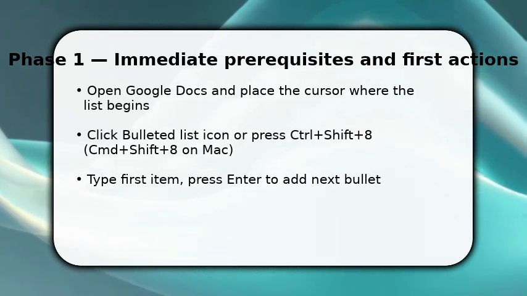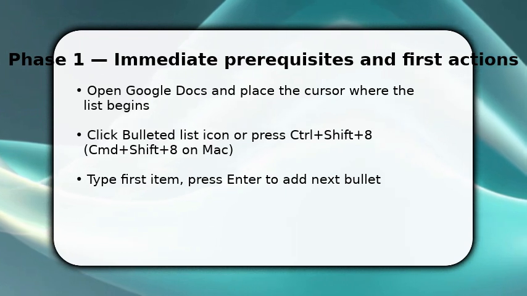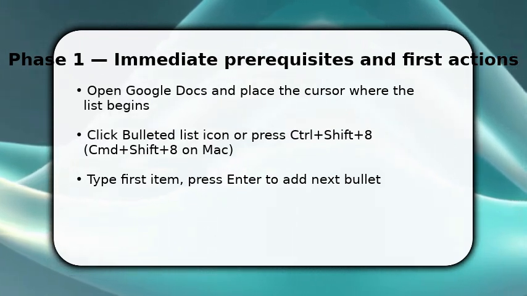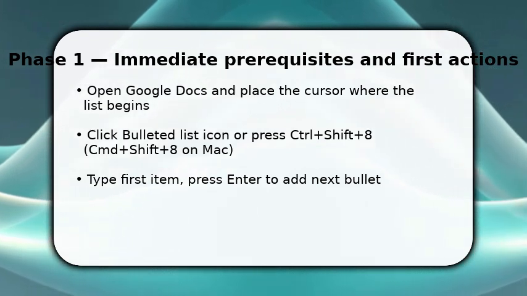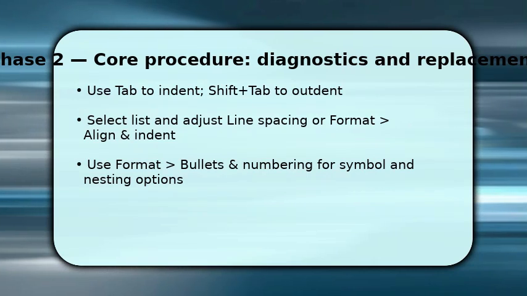If you want a quick numbered conversion later, select the list and switch styles. This gets you immediate, clean bullets to build from. Now you refine structure. Indent subpoints with tab and outdent with Shift plus tab, so the hierarchy reads clearly.